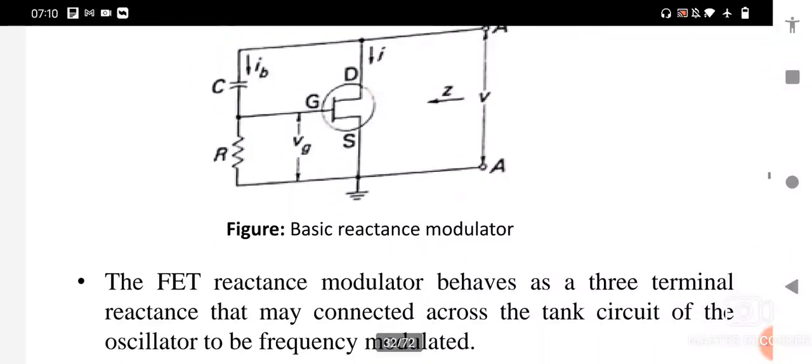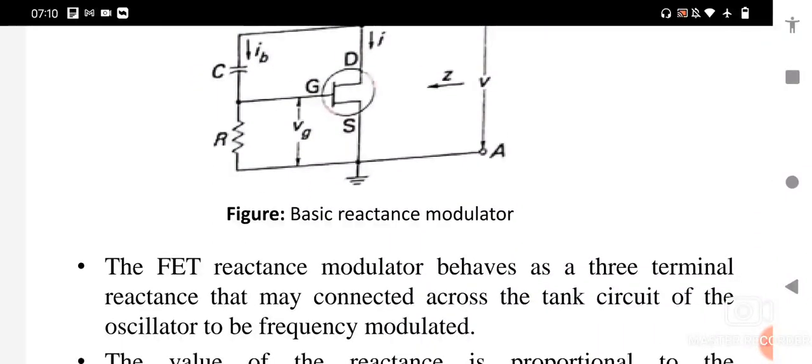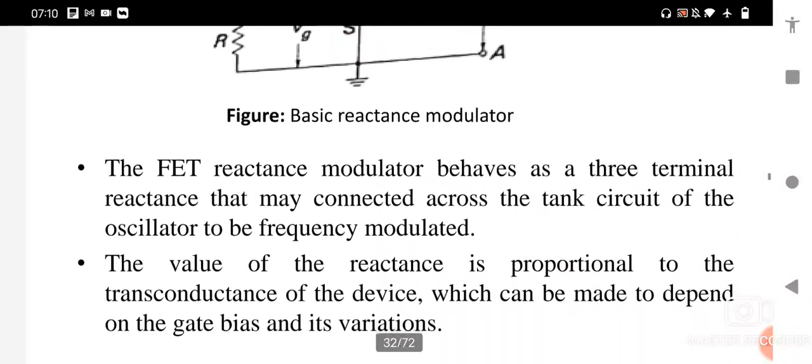So here the FET reactance modulator behaves as a three terminal reactance. The FET transistor acts as a three terminal device. Basically, the FET reactance modulator acts as a three terminal reactance that may be connected across the tank circuit of the oscillator to be frequency modulated.